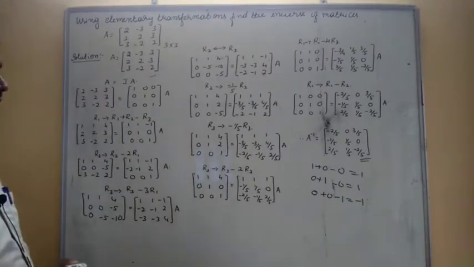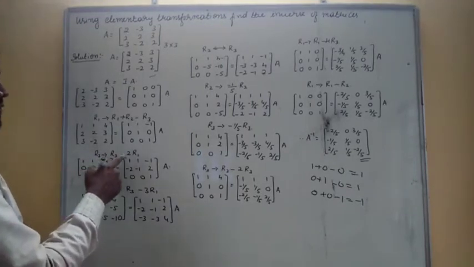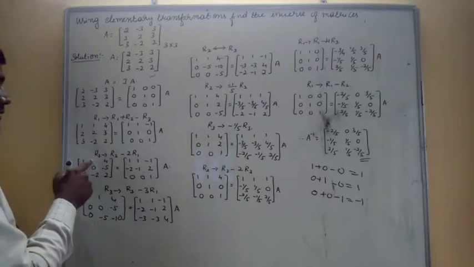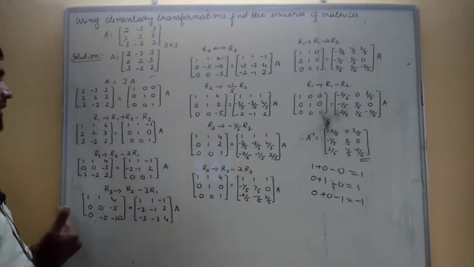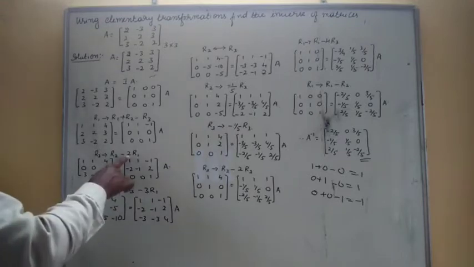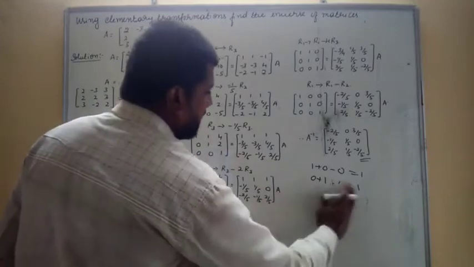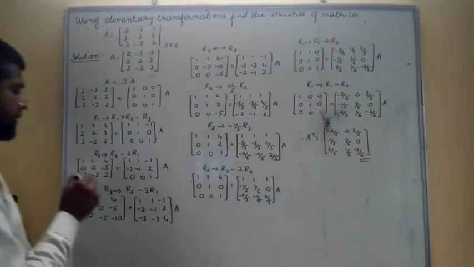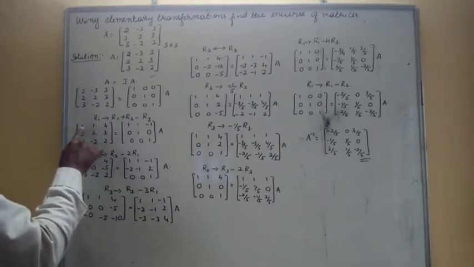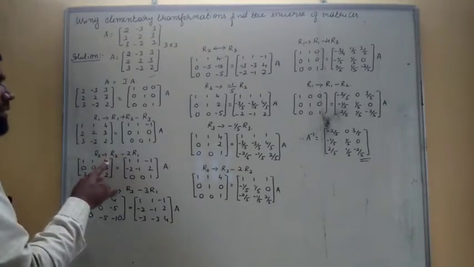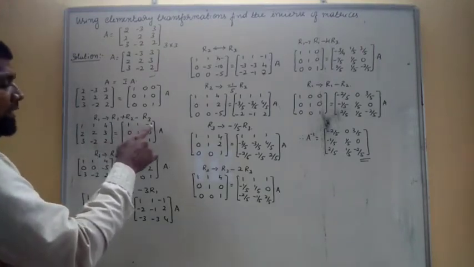So let us go to the next step. Row 2 changes to row 2 minus 2 R1, meaning we subtract row 1 multiplied by the scalar 2 from row 2. We write row 1 as it is: 1 1 4, and the same on the right side, 1 1 minus 1.